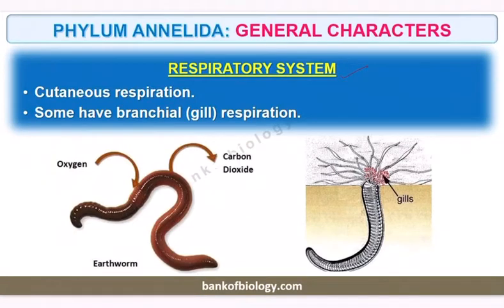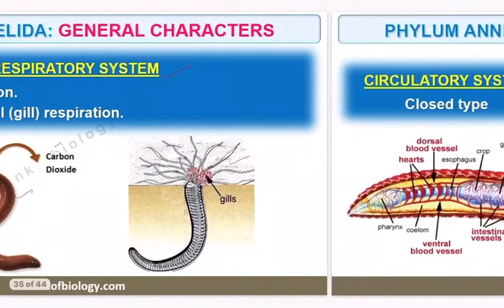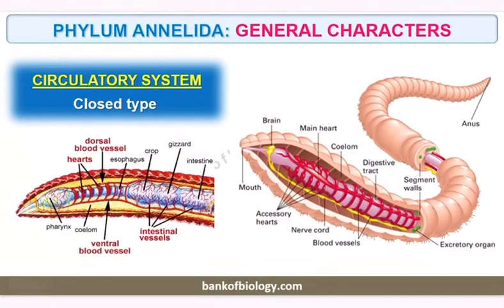And for respiration, again for the first time, there is a positive sign. A respiratory system has been developed, whereas in previous animals it was not. There are two ways respiration takes place in this. One is cutaneous respiration. Cutaneous means through the skin. The other way is through gills. The gills help in respiration, and the skin helps too, with carbon dioxide going out and oxygen coming in. So there are two modes of respiration.